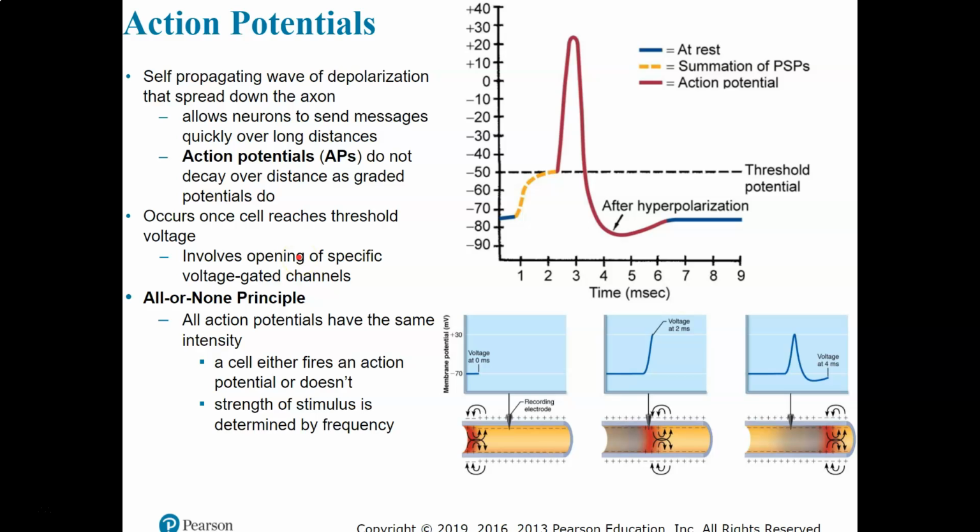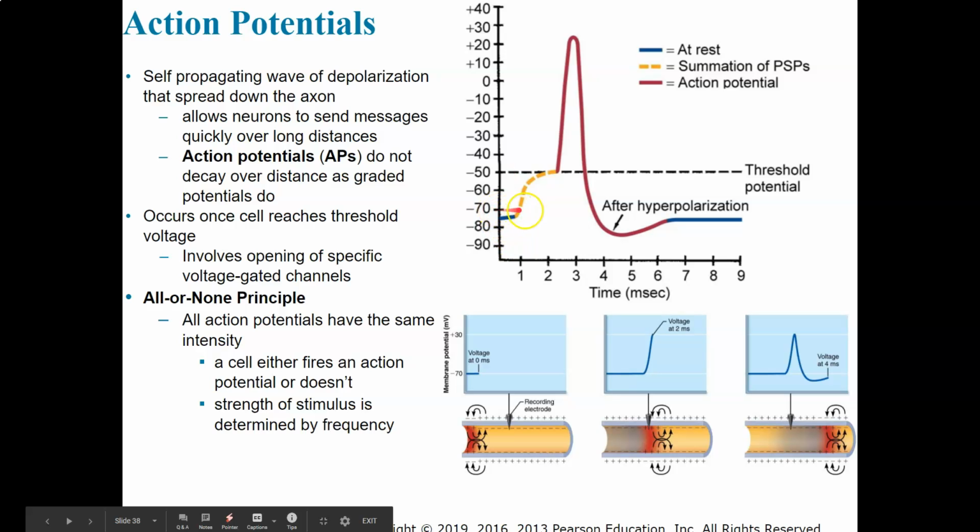Action potentials are going to follow what's called the all or none principle. All action potentials in a cell are the same. Each action potential has the same change in voltage as a previous action potential. There's no such thing as a big action potential or a little action potential. Either a cell fires an action potential or it doesn't. The actual intensity of the signal is determined by frequency, not by size of depolarization.